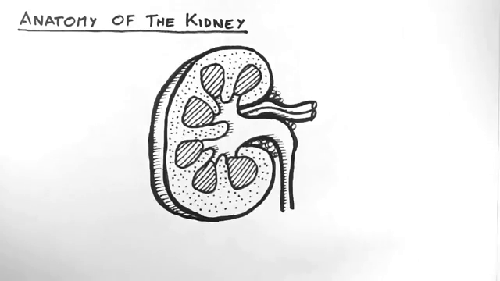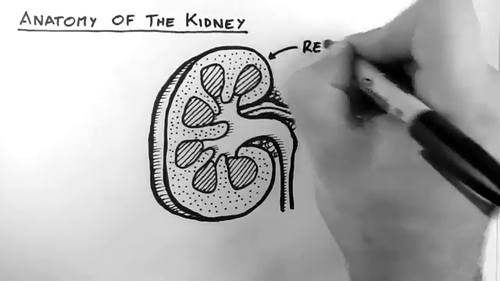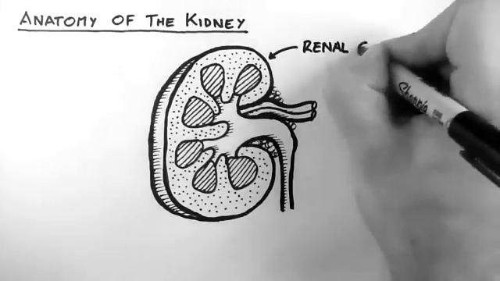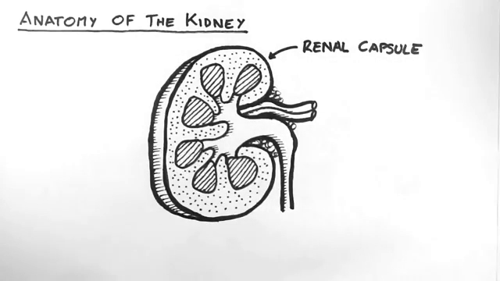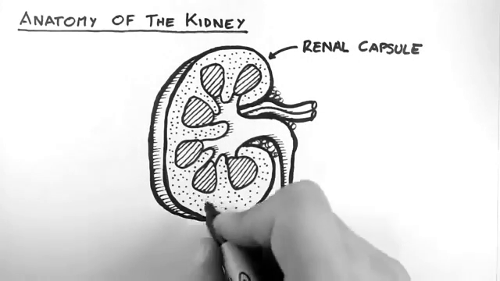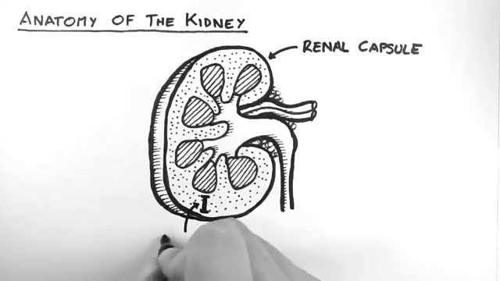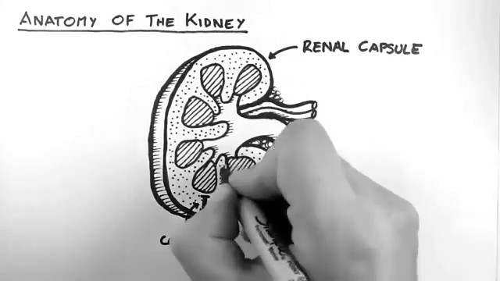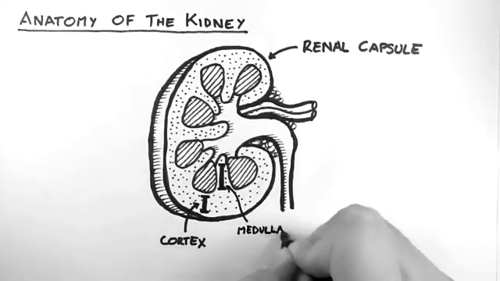Let's start from the outside moving inward. First of all, we have the renal capsule, which is a fibrous coating of the kidney. Within the capsule, there are two major divisions within the kidney. This outside layer we call the cortex, and this inside layer we call the medulla.